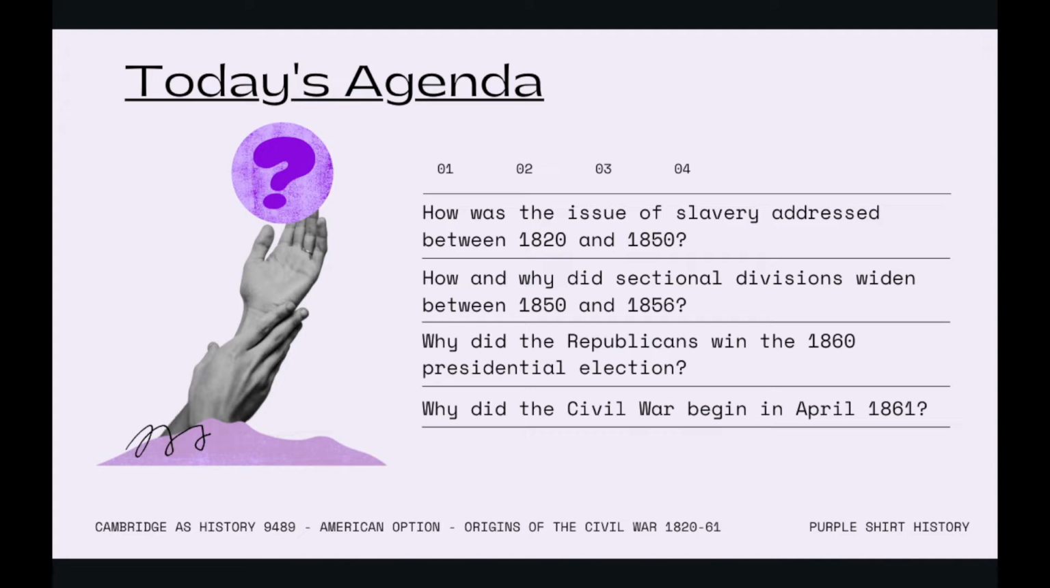Lastly, why did the Civil War begin in April 1861 with the bombing of Fort Sumter? We see all the attempts to preserve the Union fall apart. People are starting to pick sides. People are deciding whether to stay with the Union or to join the Confederacy. There will be slave states that do not join the Confederacy. That is critically important. So places like Kentucky, Maryland, border states. So not every slave state joins the Confederacy. That's very critical to know.